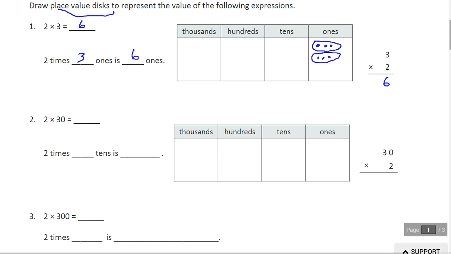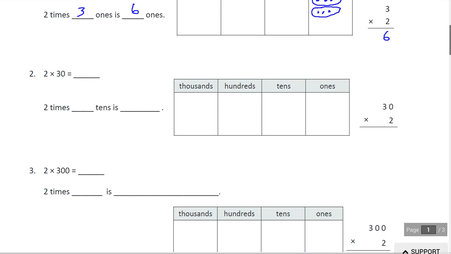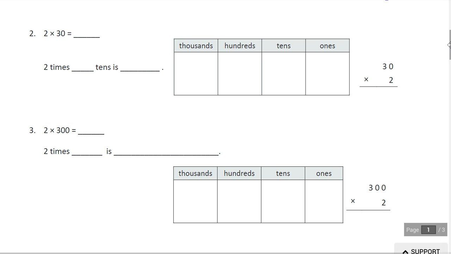Well, what do we do with tens? That was what we do with ones. What about tens? Let's look at this old standard algorithm over here. 30 times 2 is going to be 60. That's tens, right? So 2 times 3 tens is, well, 2 times 3 is 6, so it's 6 tens. That doesn't sound so difficult.